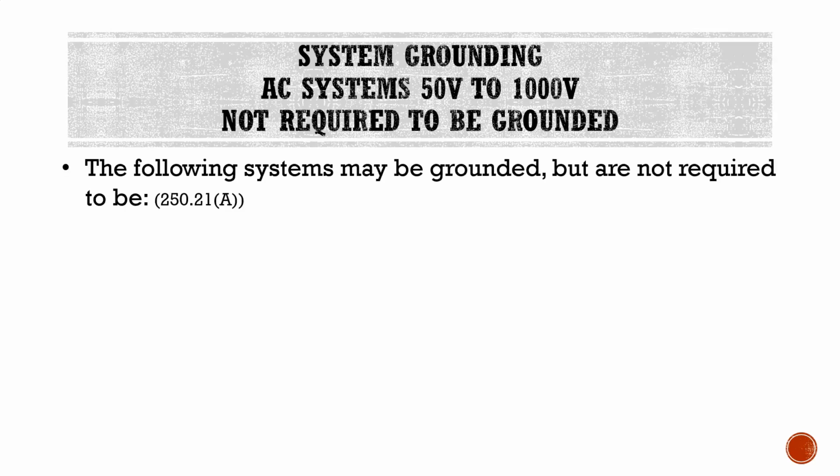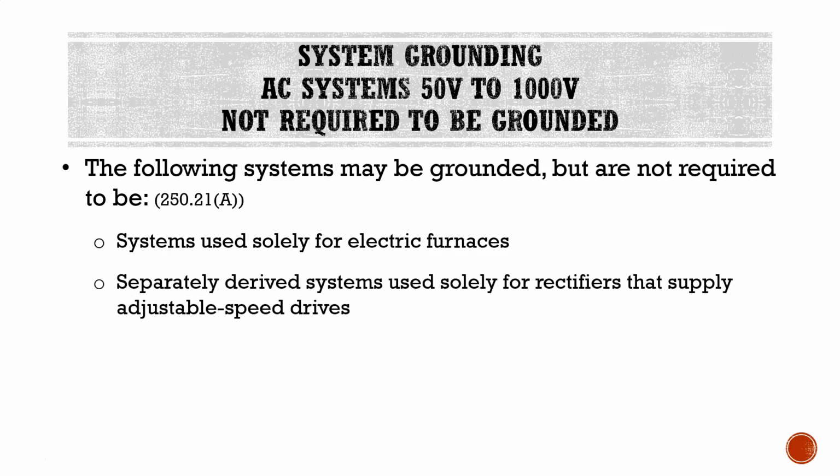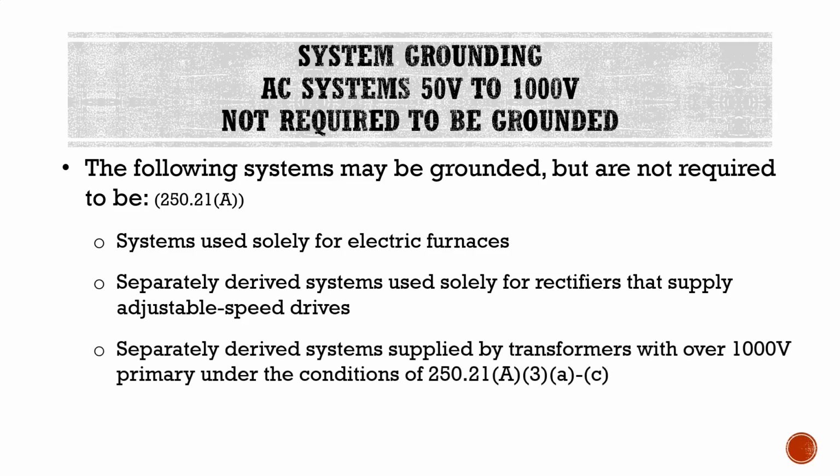Now, after this, we will be talking about systems that are not to be grounded. That means we cannot ground those systems. But just keep in mind, these ones, we have the option to. We can choose. The following systems may be grounded, but are not required to be. Once again, stressing that point, we have the option with these systems. Systems used solely for electric furnaces. Separately derived system used solely for rectifiers that supply adjustable speed drives. And separately derived systems supplied by transformers with over 1,000 volt primary under the conditions of 250.21(A)(3)(a) through (c).